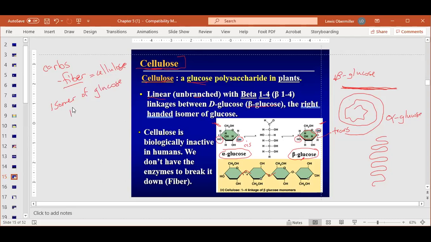The only difference is that it has beta 1,4 linkages instead of alpha, and that it's linear, and it makes this flat shape. That flat shape is going to cause it to... remember, the most important thing in biology is shape. Nothing is more important than the shape of molecules. If it has a different shape, it's going to have a different biological function. And the same thing is true with this.